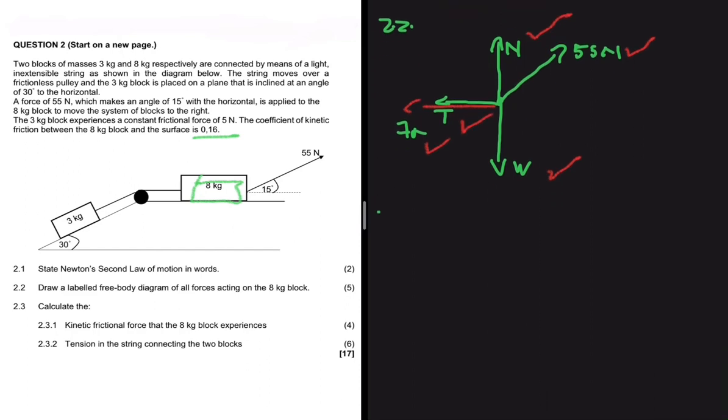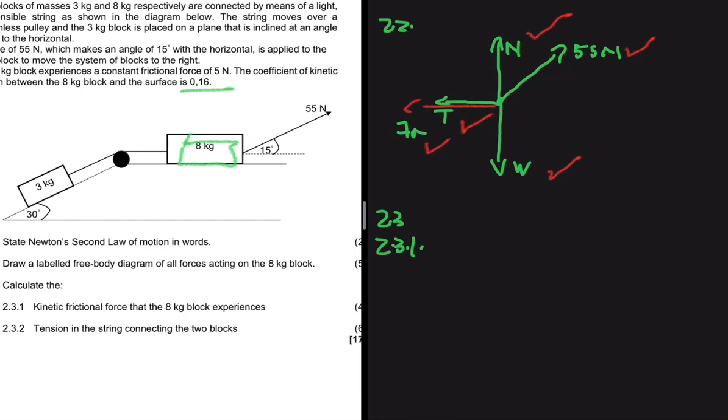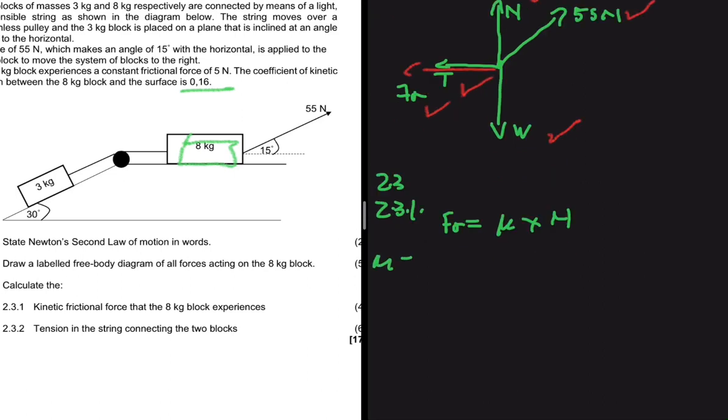And now 2.3.1, a question that most people get wrong. It says let's calculate the kinetic frictional force that the 8 kg block experiences. So we know fully well that frictional force is equal to the coefficient of friction multiplied by the normal force. The coefficient is equal to 0.16, so now we just need the normal force, and then we can multiply the two numbers. What will be the normal force when there's a force acting up at an angle? The normal force will be equal to the weight minus the y component of the applied force.